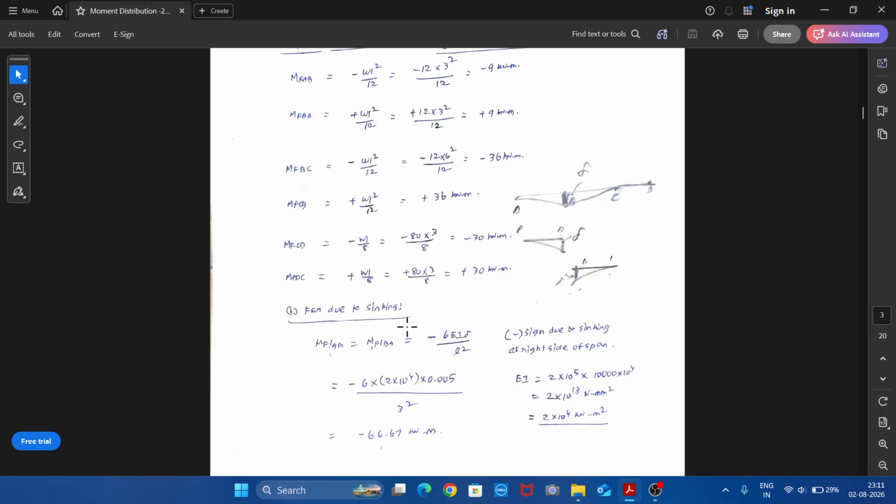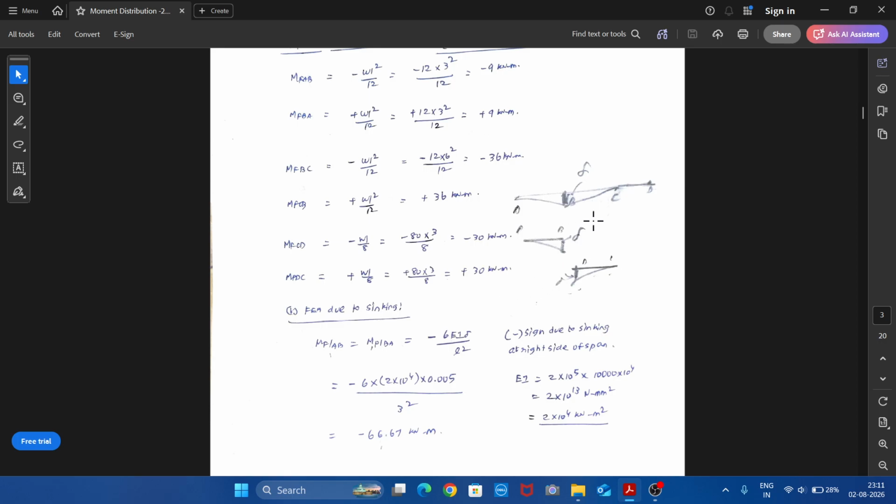So in case of span AB, MF dash AB equals MF dash BA equals plus or minus 6EI delta by L squared. We are using minus 6EI delta by L squared since the minus sign is due to sinking of supports towards the right side of the span. So in span AB, on the right side only we have sinking. If you have sinking at the right side, then this will be negative.